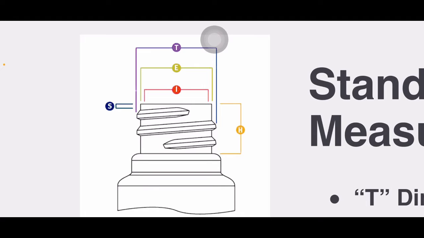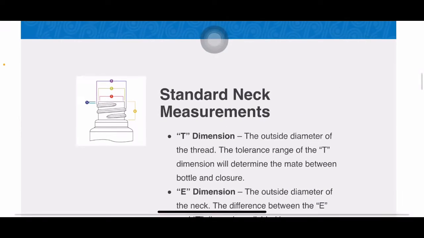That's just the inside. They don't have a transparent view here, so you can't really see, but that's the inside, so the inner diameter. H is the overall height of the neck finish, the thread area. But yeah, S stands for start of threads. So anyhow, T dimension, the outside diameter of the thread.